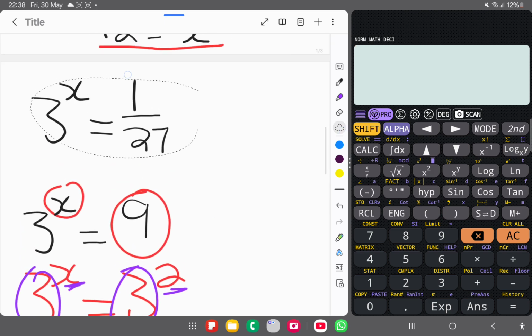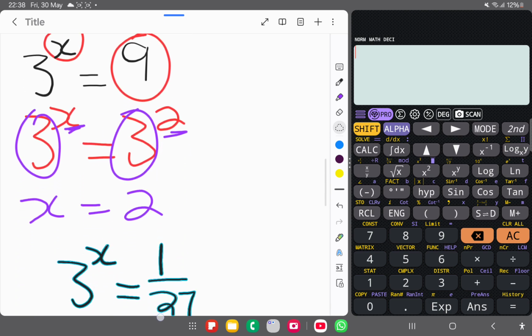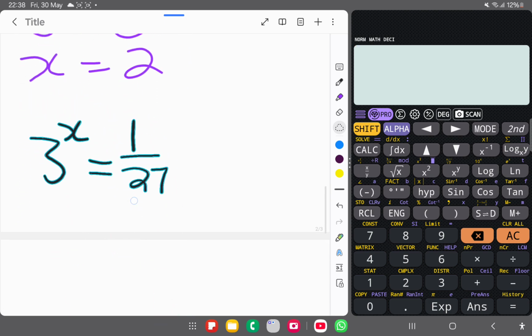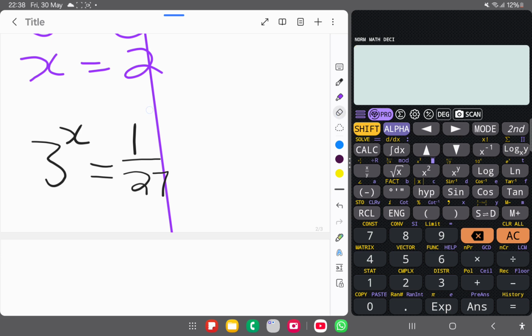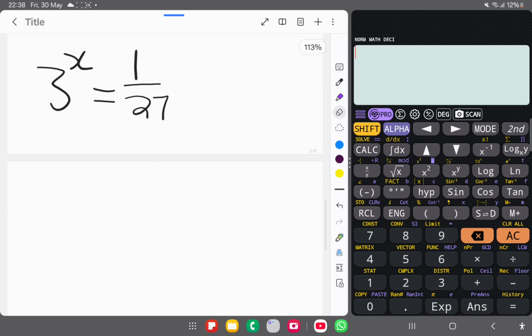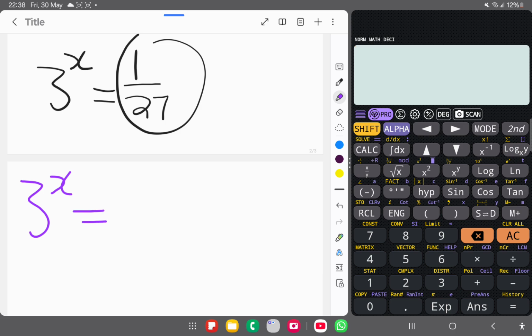Now let's deal with this one. Bring it down here. So we have 3 to the power of x equals 1 over 27. Now we need to change this to base 3. And how do we do that? Now what is 1 over 27? It's like 1 over 3 to the power of 3. Let's see, did I punch it well? Yes. So 27 is 3 to the power of 3. So basically we've got 1 over 3 to the power of 3.